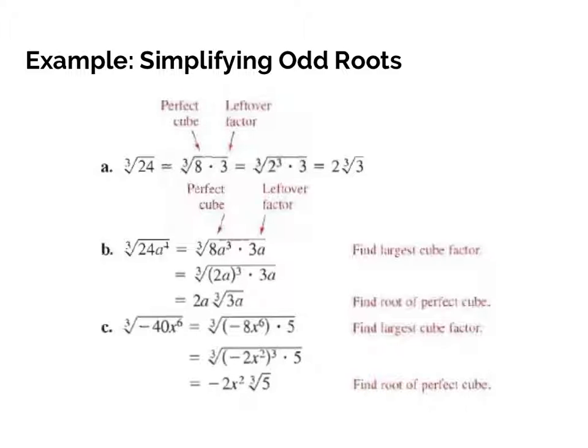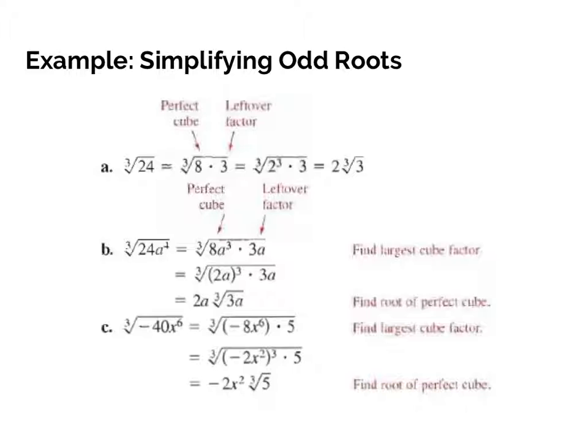Another example we have here is simplifying odd roots. So here we have the cubed root of 24. Now that we have a cube, we want to make sure that we find a perfect cube, not a perfect square. Here we have 8 times 3, where 8 is a perfect cube. 8 is 2 cubed, so again we can pull 2 out and be left with the cubed root of 3 underneath the radical.